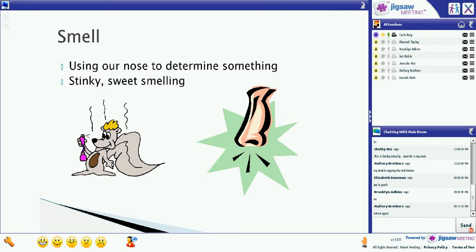Smell. We use our sense of smell to determine things, if it's stinky or if it's sweet smelling. Now, a word of caution. In science class, you don't ever want to smell things unless you are told to smell things. Sometimes smelling something can prove to be very dangerous and it can make you sick. So, if you're doing some sort of experiment at home, be careful about smelling things.